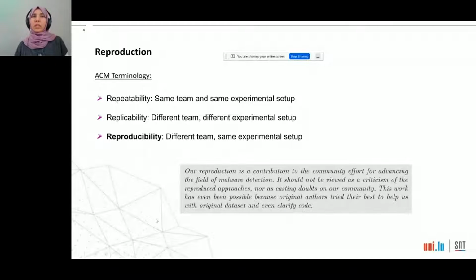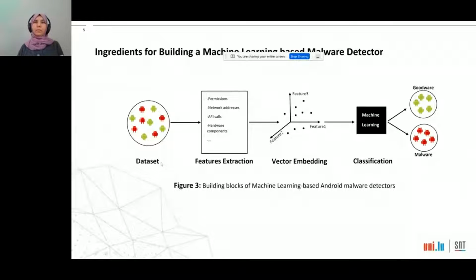And here I want to mention that this work should not be seen as a criticism of the reproduced approaches. Actually, being selected in our study means that these approaches already care about open science, since they make some or part of their artifacts publicly available. To conduct a reproduction study, we need to collect the dataset, extract the features, embed them in vectors, and then train the machine learning algorithm for classification.